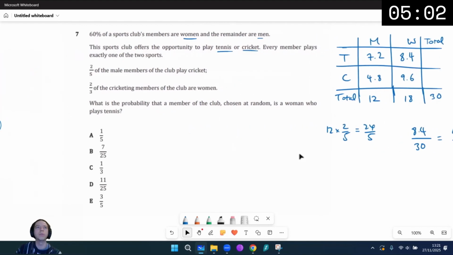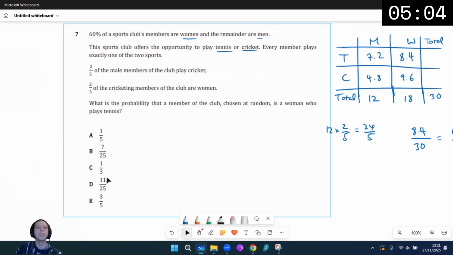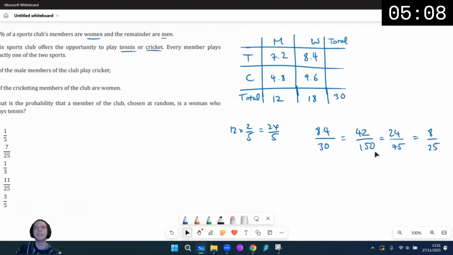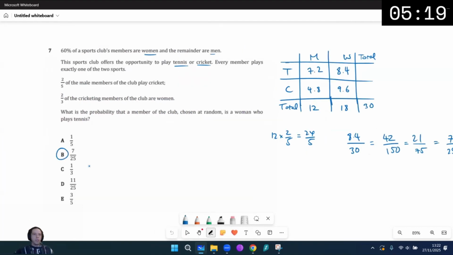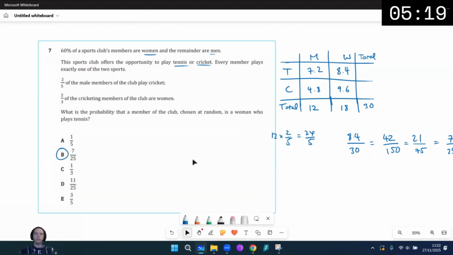Definitely can't simplify that. Oh, 7 over 25, 11 over 25. Dang it. Yeah, that's because I can't do maths. That's 21 and that's 7. Okay, super. So I pick B, 7 over 25.